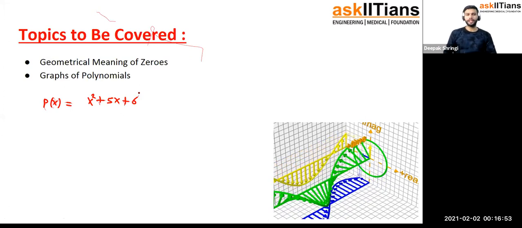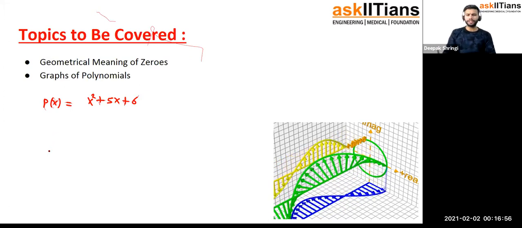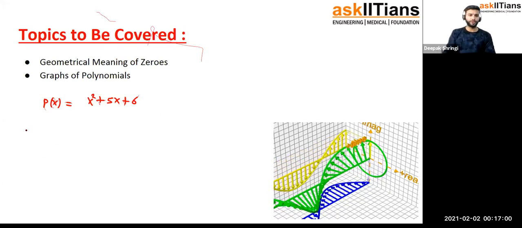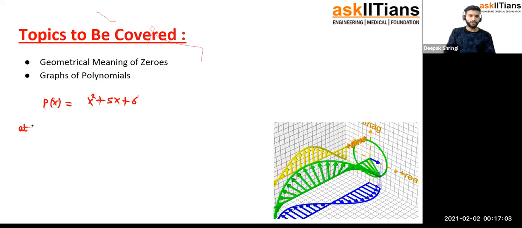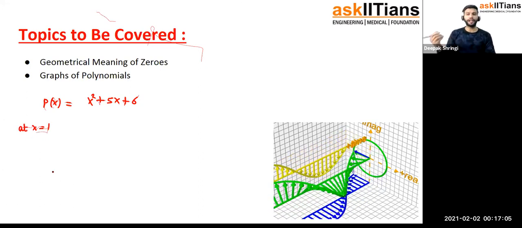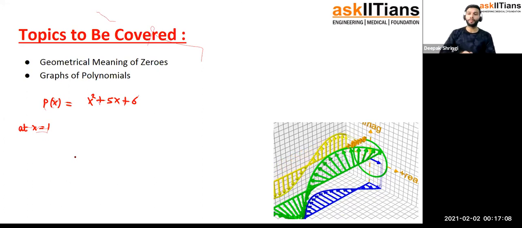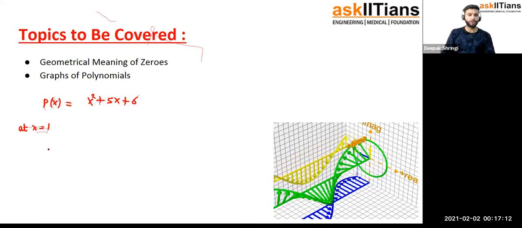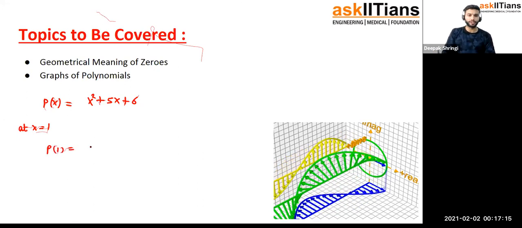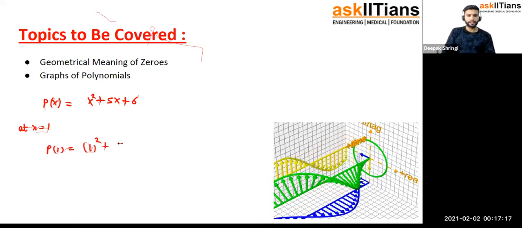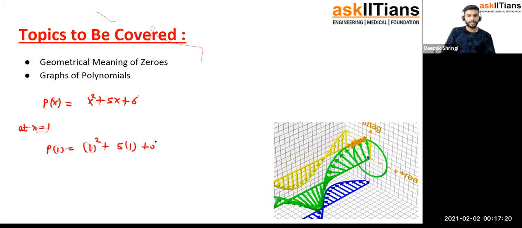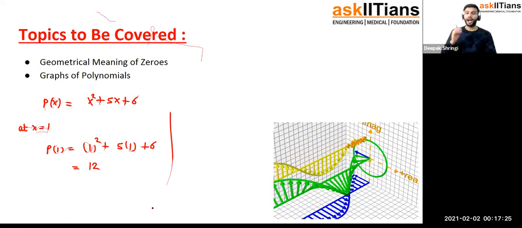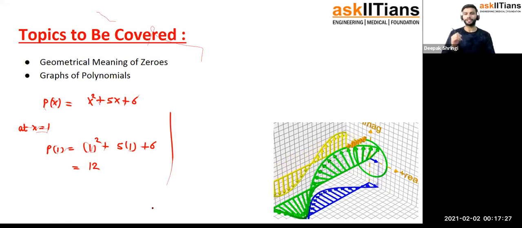Now if I ask you what is the value of the polynomial at x equals 1, what's going to be your answer? You will say that at x equals 1, to find the value of the polynomial, at the place of x you will just replace 1. So you get p(1) equals 1 square plus 5 into 1 plus 6, and that's going to be 12. So I got the value of the polynomial at x equals 1.